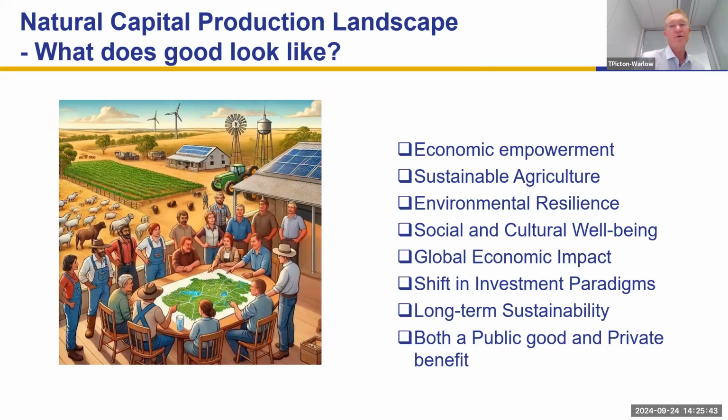So when you look at it from a grower perspective, from an NRM perspective, in the case of today's presentation, we really need to look at the question of, what does good look like to you? What does it mean to you when we talk about this? We've got all these ecosystem services. It's clearly going to enable potentially an economic empowerment, sustainable agriculture, most importantly, environmental resilience against drought and floods and so on. And then the social and cultural well-being, taking the example of Hay.